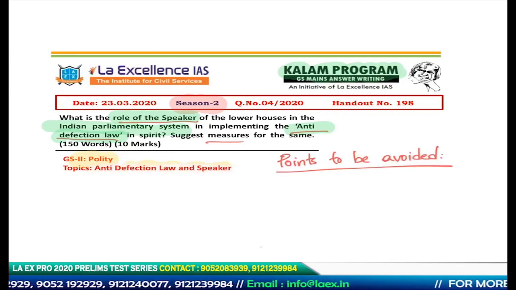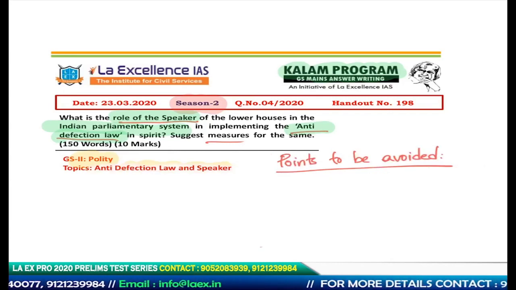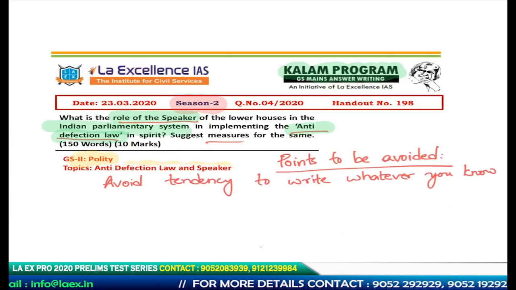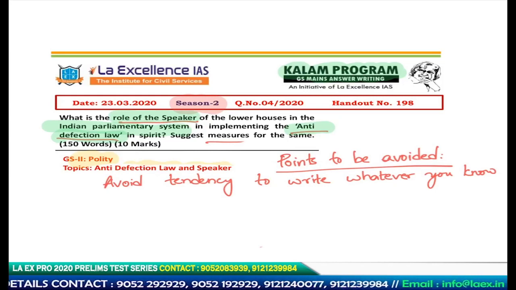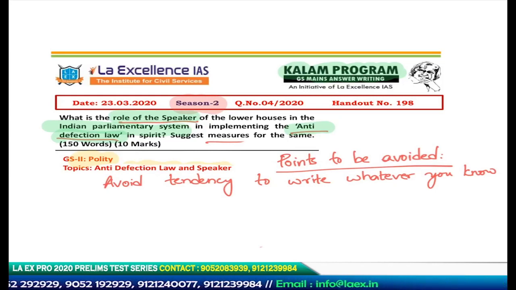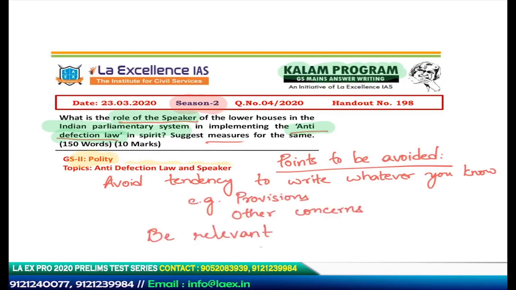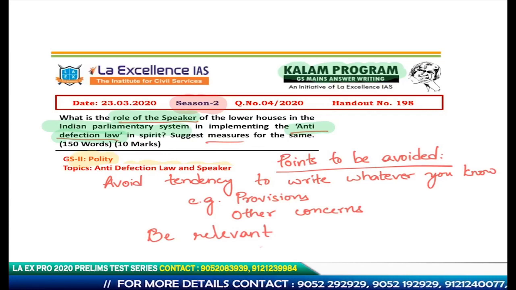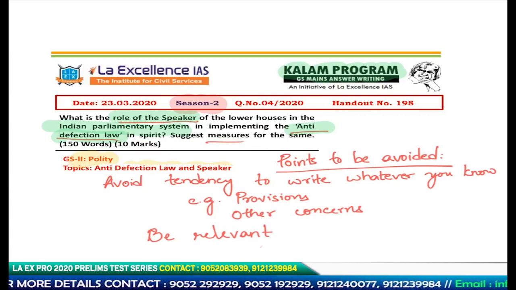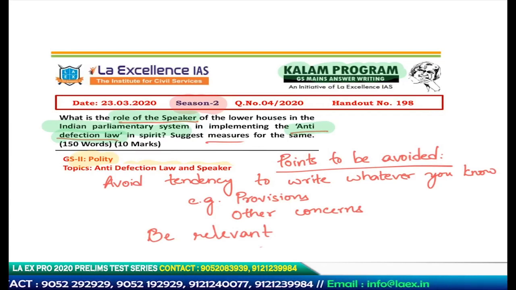I am now going to discuss what are the points to be avoided while writing this answer. There is always a tendency to write whatever we know about the issue. For example, given a question on anti-defection law, we tend to write whatever we know about anti-defection law. That is, going beyond the Speaker's role, we may write what are the problems associated with anti-defection law. So there is a tendency that people write things which are not mentioned in the question, but that is not going to fetch you marks even if it is a genuine point which is of concern. If it is not asked for in the question or if it is not relevant to the question, kindly don't attempt it.